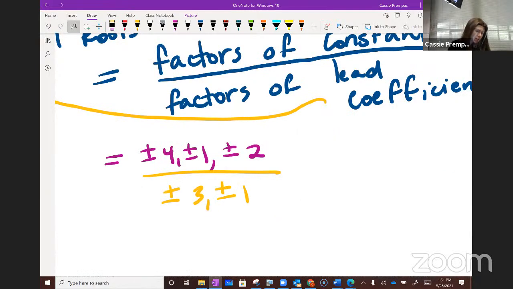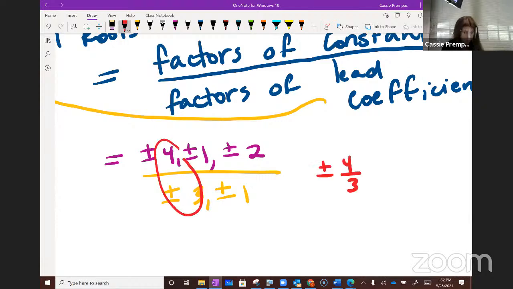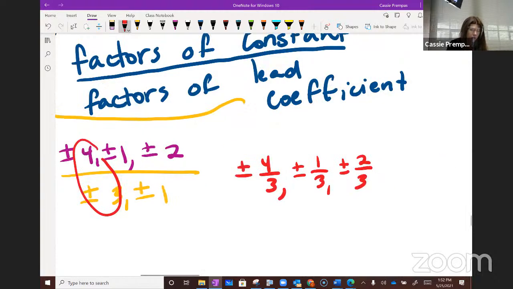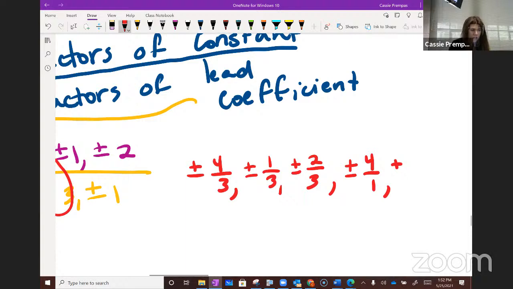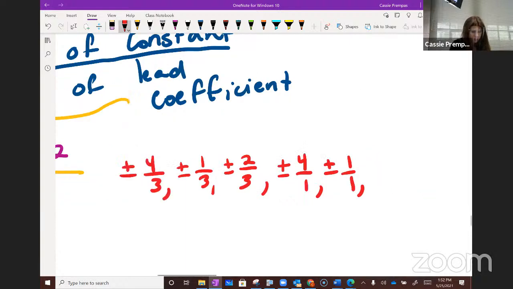So I'll start with a denominator of 3. I know that plus or minus 4 over 3 are 2 possible rational roots. Plus or minus 1/3, plus or minus 2/3. Now I look at denominators of 1, so plus or minus 4, plus or minus 1, or plus or minus 2.